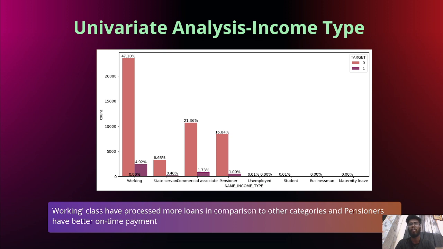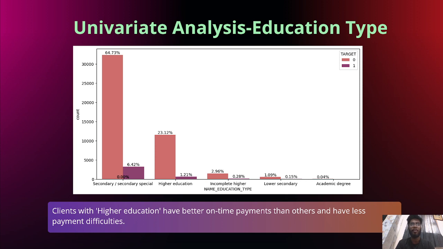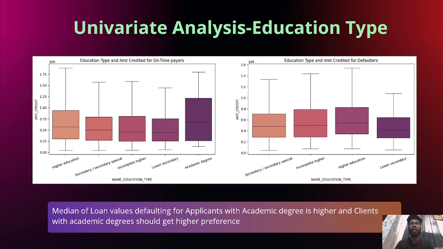Then we analyze income type. The working class has processed more loans in comparison to other categories, and pensioners have better on-time payments. Then univariate analysis on education type. Clients with higher education have better on-time payments than others and fewer payment difficulties. The median loan value defaulting for applicants with an academic degree is higher, so higher education people are defaulting on the loan. Secondary education people are taking more loans and have no payment difficulties.